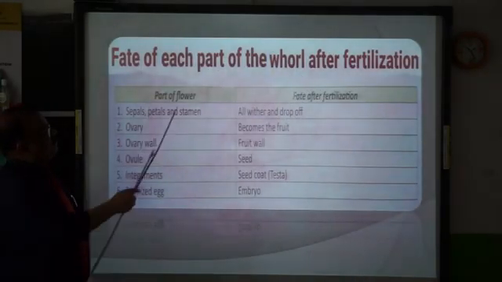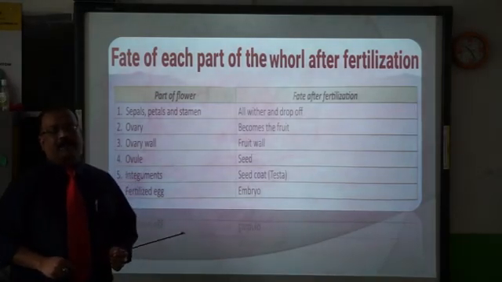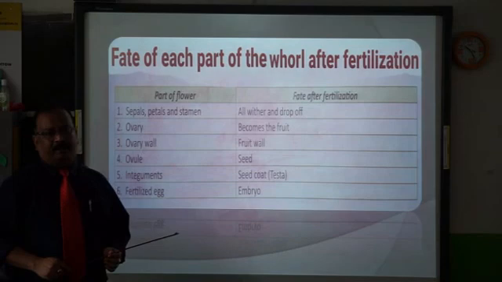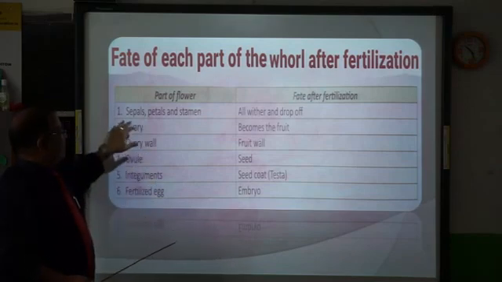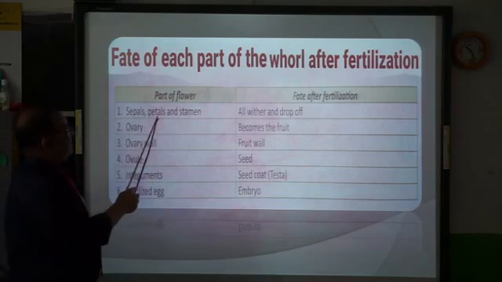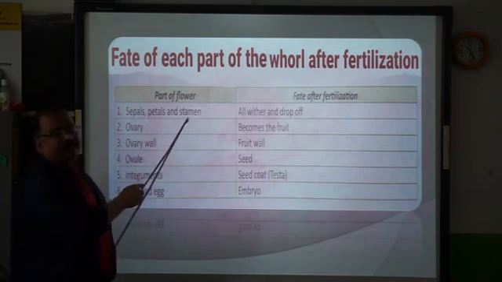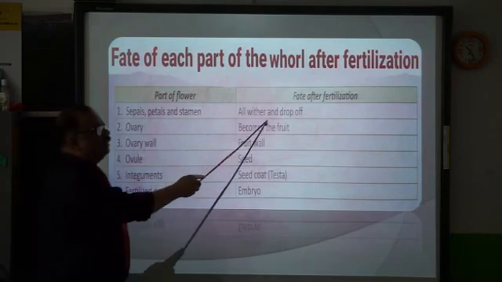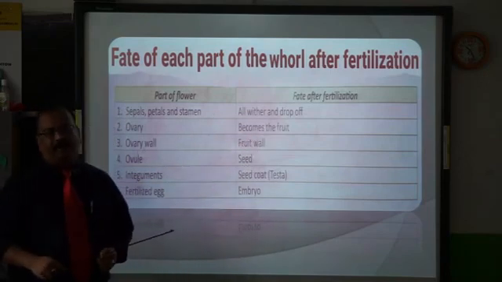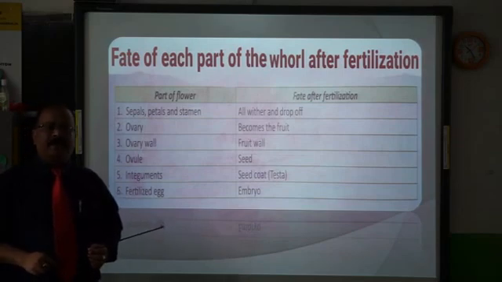Fate of each part of the whorl after fertilization. What happens after fertilization to all the whorls of the flower, all the parts of the flower? There are 4 whorls: calyx, corolla, androecium and gynoecium. So what happens, you see? Sepals, the green ones, petals, the colored ones, and the stamen, that is the male reproductive one. All these 3 wither and drop off, they fall off. Okay, that is no more required, their job is done.